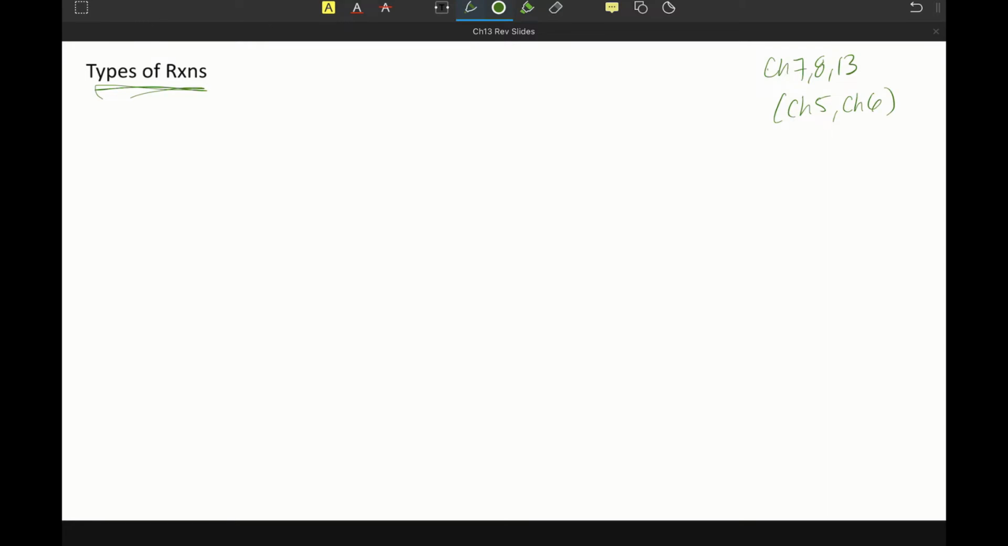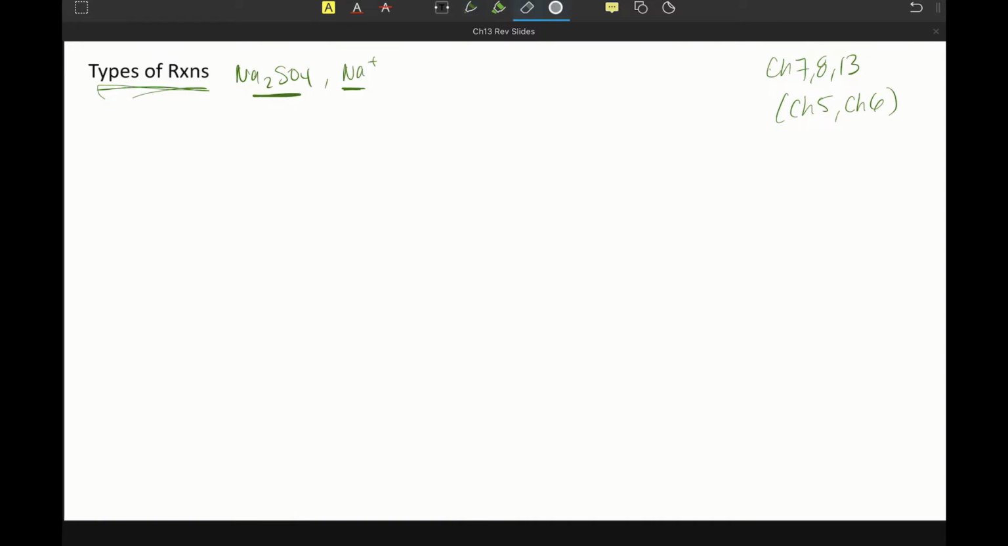And note that that's different than what we talked about in previous chapters, where I want to talk about, for example, Na2SO4, and I want to talk about the sodium ions in Na2SO4, right? This is a piece versus the whole, which is a different relationship, yes? All right.